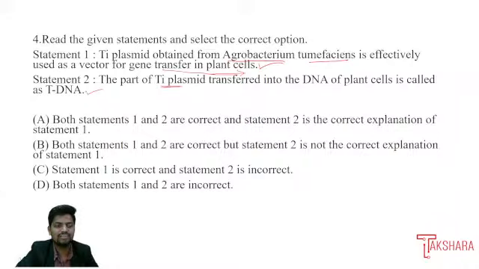It is not explanation related, so statement 1 and 2 are correct but not the correct explanation. Next, both statements will be correct but statement 2 is not the correct explanation for statement 1. Statement 1 is correct, 2 is incorrect, and both incorrect also don't come. So the correct option should be option B for question number 4.